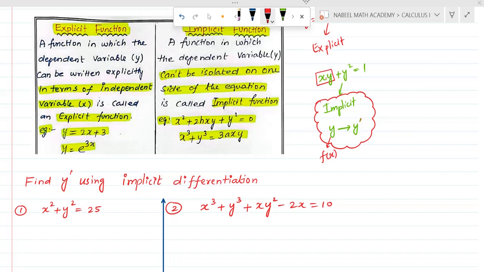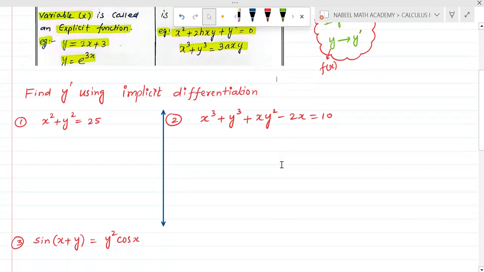The first one we will take is x squared plus y squared equals 25. How will you differentiate this? First, if you differentiate this part, you will get 2x plus, and here you have to apply the chain rule. First you differentiate the power, it is 2y, and when you differentiate y, it becomes y prime. And equal, the derivative of 25 is 0.